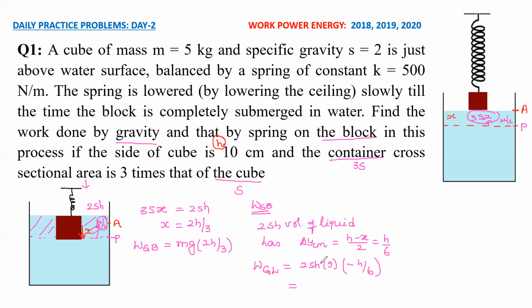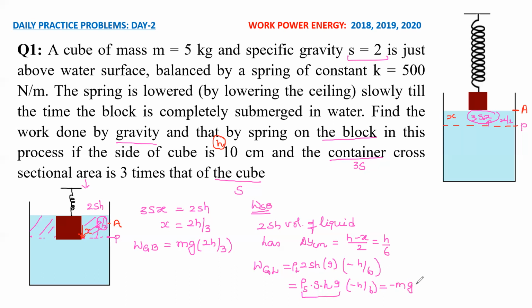Since I have forgotten the density of the liquid, 2 times the density of the liquid is the density of the solid, because the specific gravity is 2. And that's why this can be written as density of the solid into S, which is the area of cross section of the solid also, into H into G into minus h by 6. So you can realize that this is nothing but mg for the solid.